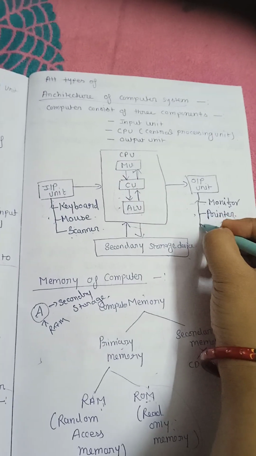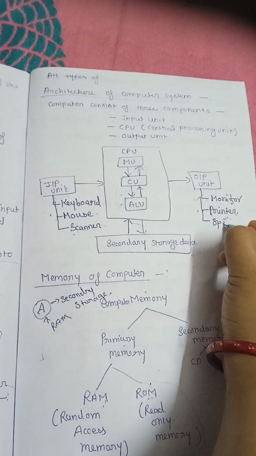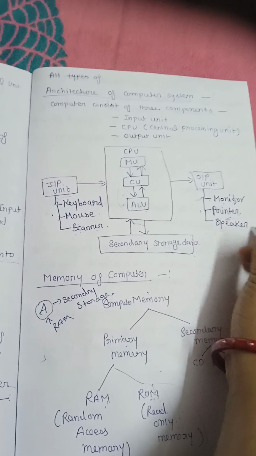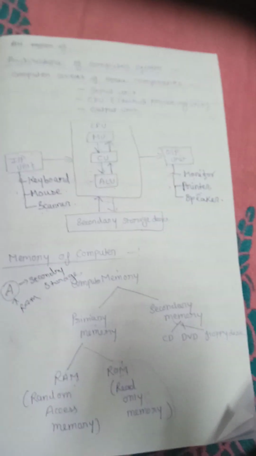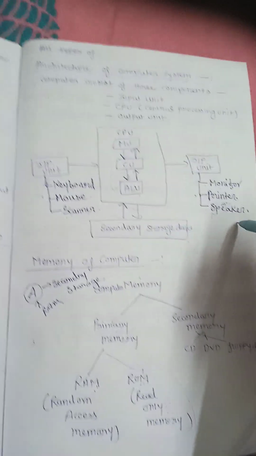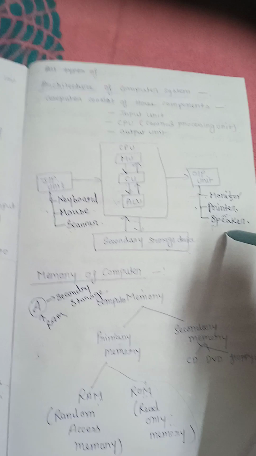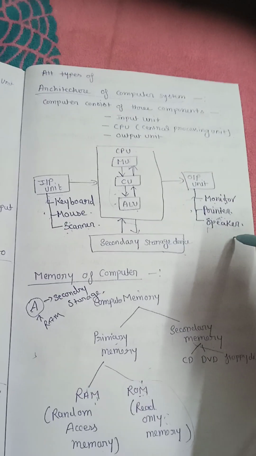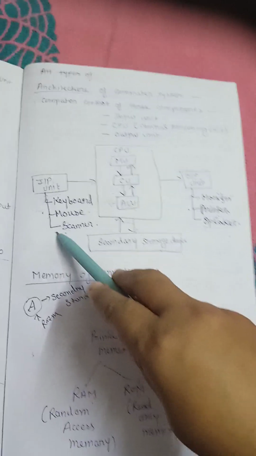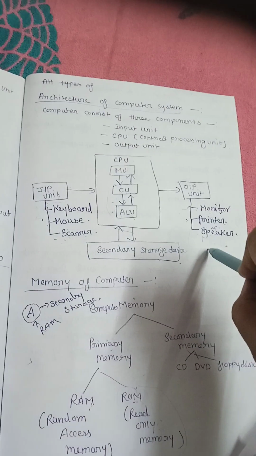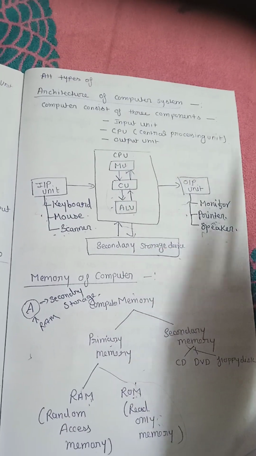Okay. Third one is the speaker. What is a speaker? A speaker is something by which we listen to anything, by which we get the audio, the voice. That is a speaker. That is also an output device. We play the music by the input device, and we get the output by the speaker. Okay.